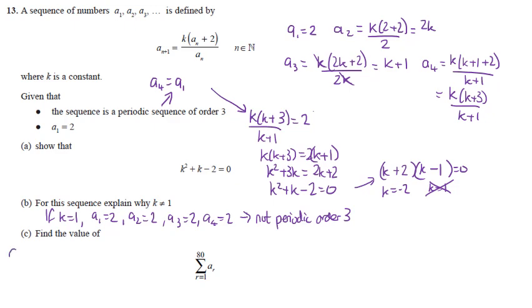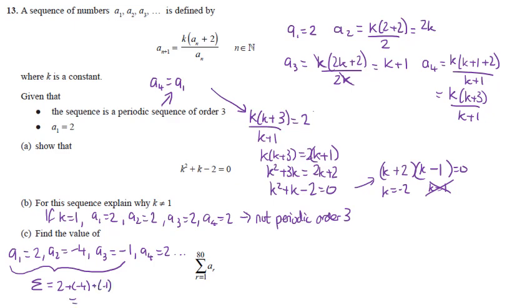So the first few terms are a1 is equal to 2, a2 is equal to 2 times minus 2, which is minus 4, a3 is equal to minus 2 plus 1, which is minus 1, and then we're back to 2 again. Okay, and so on. So what we find is that every 3 terms, starting at r equals 1, the sum is 2 plus minus 4 plus minus 1, which is minus 3.